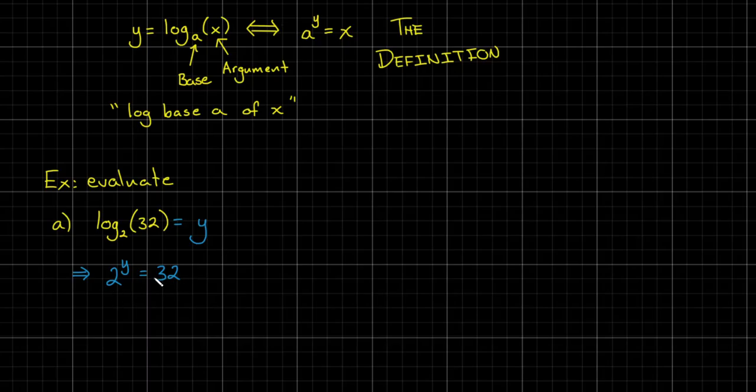I can either make these both base 2 or both base 32. Which one would you prefer? 2, for sure. I agree with you. So 2 to the y is equal to, how do I write 32 as a power of 2? 2 to the power of 5.